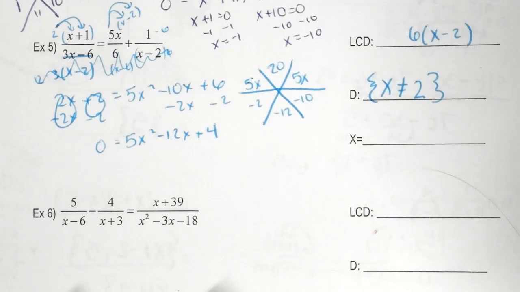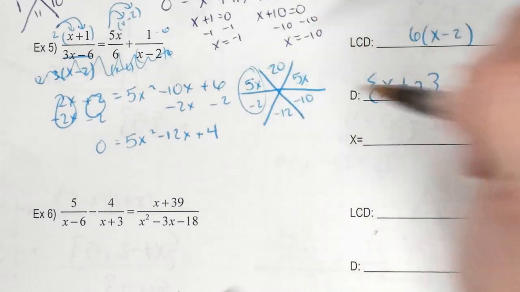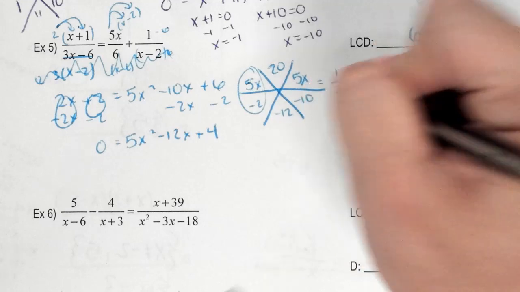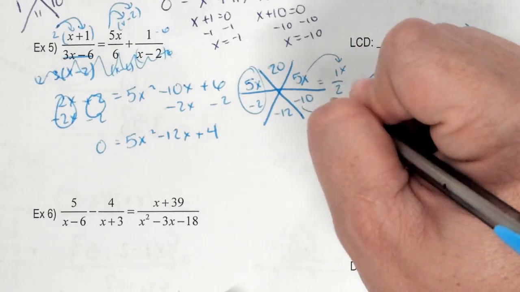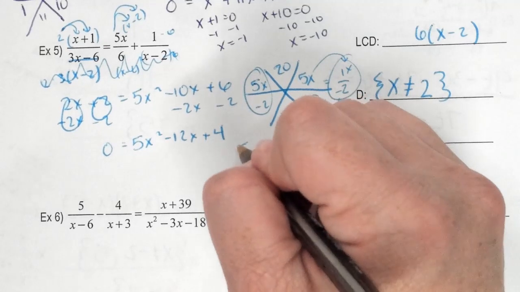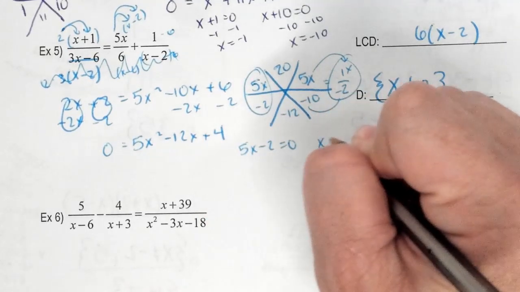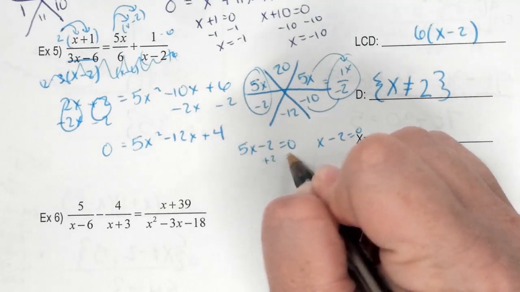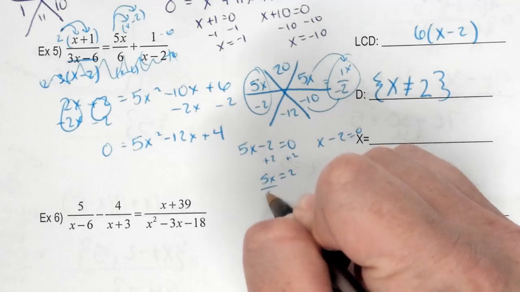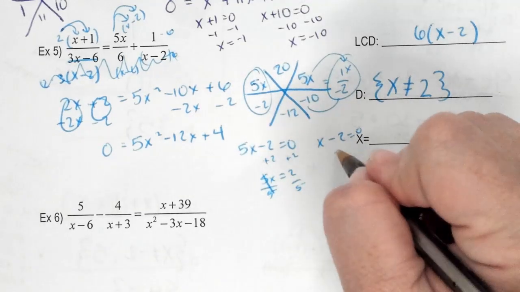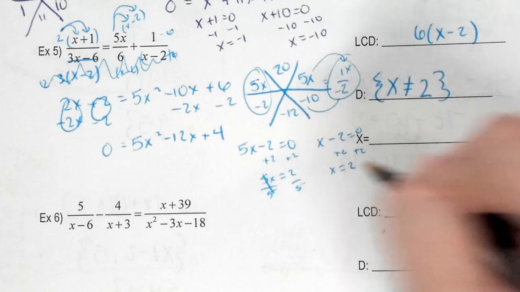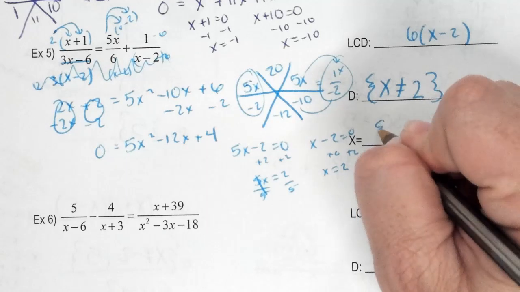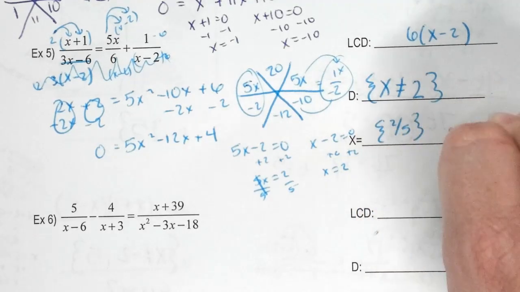Does 5 over 2 simplify? No. Does 5 over 10? What does it simplify to? X minus 1/2. So this comes over as x, and this comes over as a minus. So I get 5x minus 2 equals 0, and x minus 2 equals 0. So I get 2/5. And I get x equals 2. But what did I say x cannot equal? 2. So my only answer is 2/5, and my extraneous answer is 2.